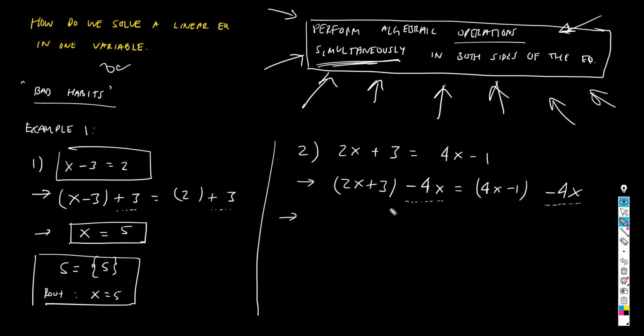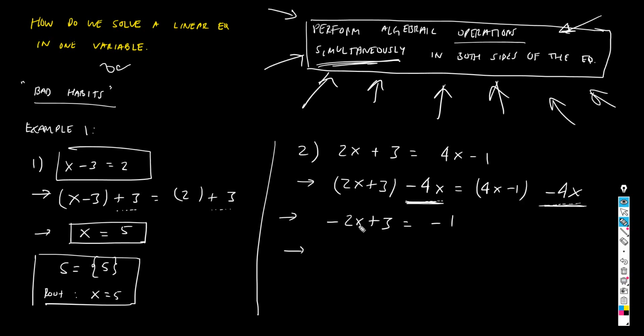Let's do it. 2x minus 4x is minus 2x, plus 3. And then 4x minus 4x will be 0, and I'm just going to be left with minus 1. You see? So this operation had the effect that I was looking for, which is making this 4x disappear from the right side. But I did not pass it. I subtracted it from both sides.